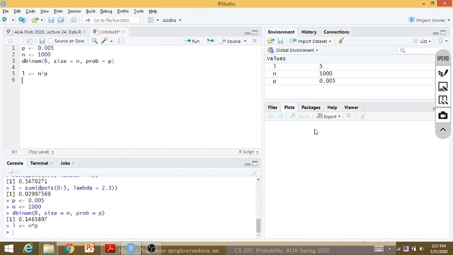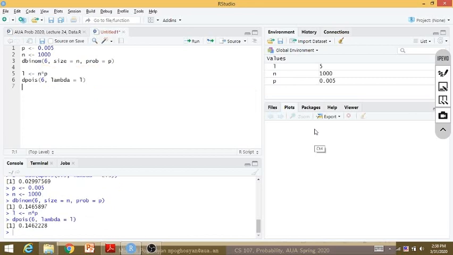So I'm running this. Yeah, L is 5. And now I need to calculate the probability that the Poisson random variable, because we are talking about the Poisson approximation now, X is 6. I'm interested in the probability of 6, and lambda is equal to our L, which is 5. So I'm calculating this probability, and you can see that we have very close values here and there.